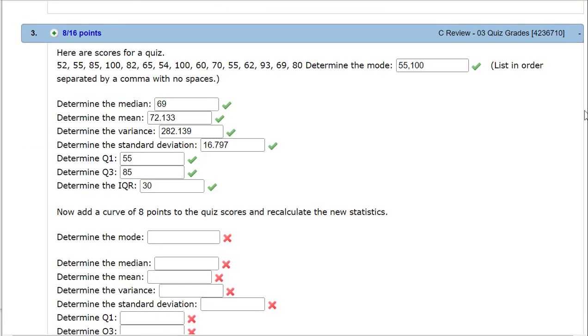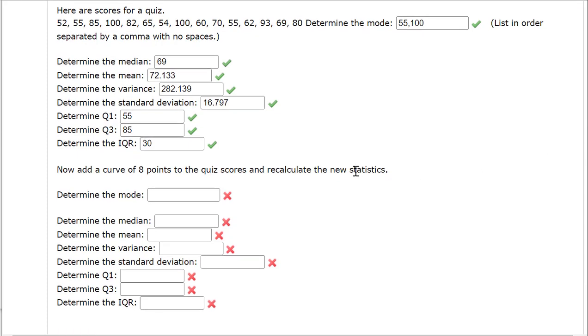Beautiful. Now, we're going to add 8 points to the quiz scores and recalculate statistics. You could manually go and add 8 points to all these data points and then figure out the new value. But if we're adding, we could also just go: the mode was 55 and 100, so now 8 plus 55 is 63 and 108. So you add to anything that is location. Like median, 69 plus 8 is 77. Mean, 72.133 plus 8 is 80.133.